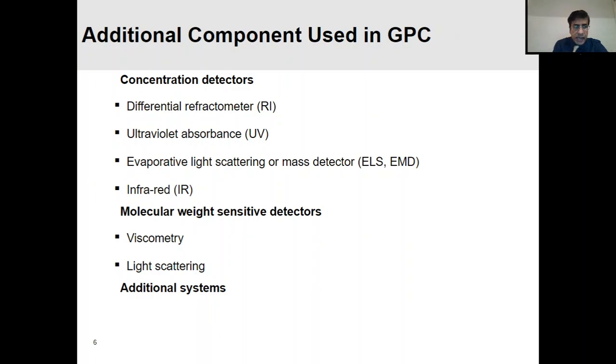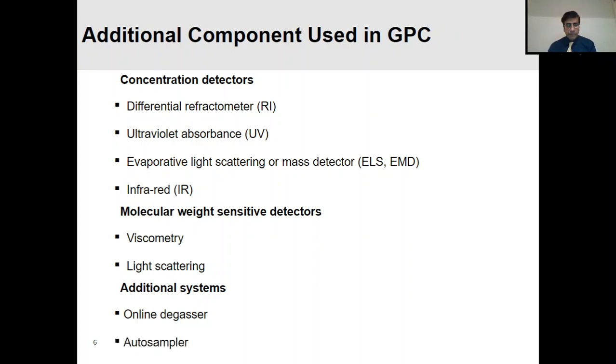An additional system we can have is the online degasser. Sometimes when we use the solvent, it has air bubbles, which interfere with the detector. So we require a solvent which is absolutely free of any kind of gas. So the degasser is usually required. Sometimes we manually degas the solvent, or sometimes we use an online degasser which does this job.